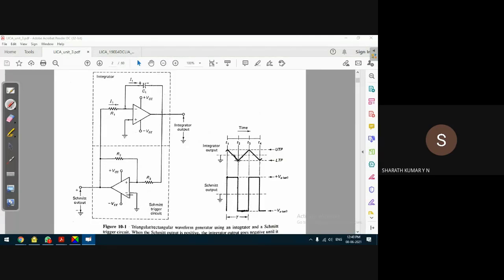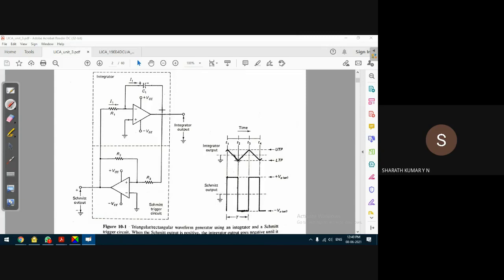Now, what is the reference level in this case? The inverting input is at 0 potential, and hence the voltage at the non-inverting input terminal depends on the voltage across the resistor R3. The output of the Schmitt-Trigger circuit depends on the gain of the operational amplifier. The gain is determined by the combination of resistors R2 and R3, and thereby the triggering level.